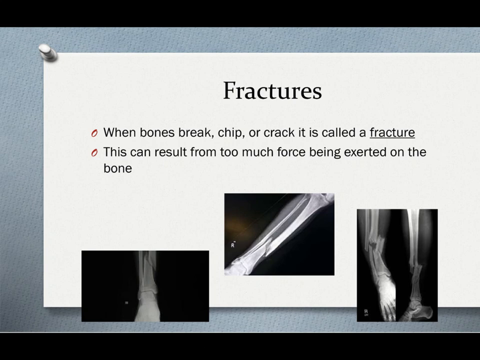Typically, fractures happen when some kind of force is too much for the bone to sustain. So maybe somebody jumps off a high step or something and there's too much force in the landing. It can be from force exerted from the side or back. All kinds of different forces can cause injury.